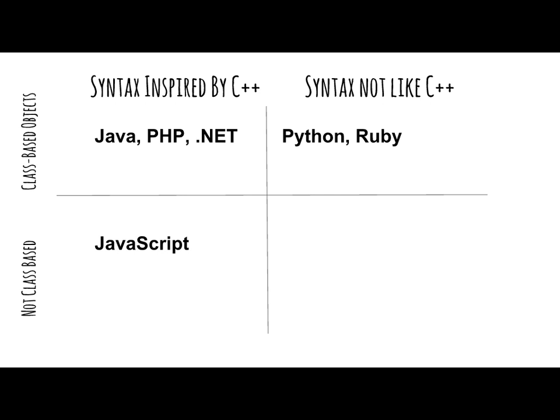There's a lot of languages that were inspired by C++. Java was inspired by C++, and then PHP was inspired by Java and other languages. And then there's languages whose syntax is just kind of their own thing. They kind of said, you know what, we're going to make something that's not like any other syntax, and so they're not inspired by C++. But notice that all these languages are class-based objects.